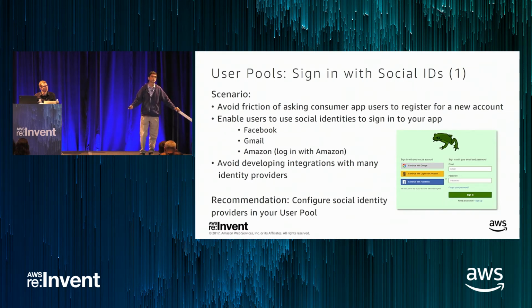So we'll allow them to use their existing online identities, right? And you could say that most users online today have an identity at either Facebook or Google or at Amazon if they shop online, right? And so Cognito then allows you to do all of that, right?